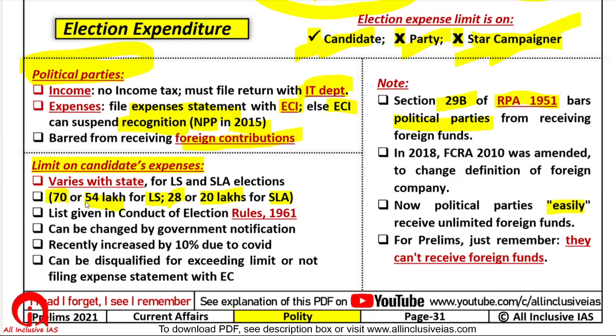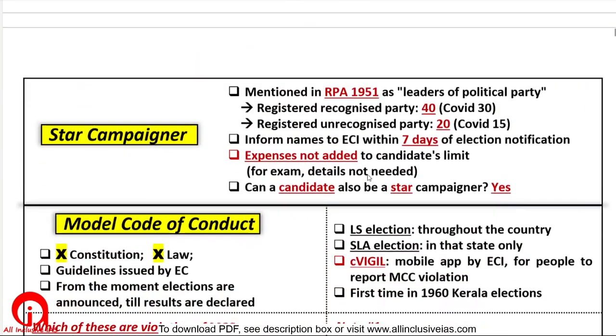This particular list, for which state what is the limit, is given in the Conduct of Election Rules 1961, and it can be easily changed by the government as well. Like recently the government said that due to COVID there will be extra expenditure by the parties for their rallies, so let's increase the limit. So the government has increased this limit by 10%. For prelims, just remember that it is the Conduct of Election Rules 1961 which spell out in which state a candidate can spend how much money, and there is no limit on the political parties.